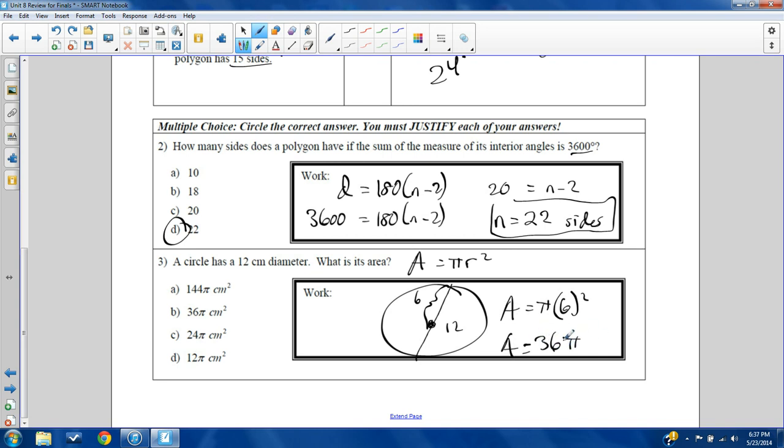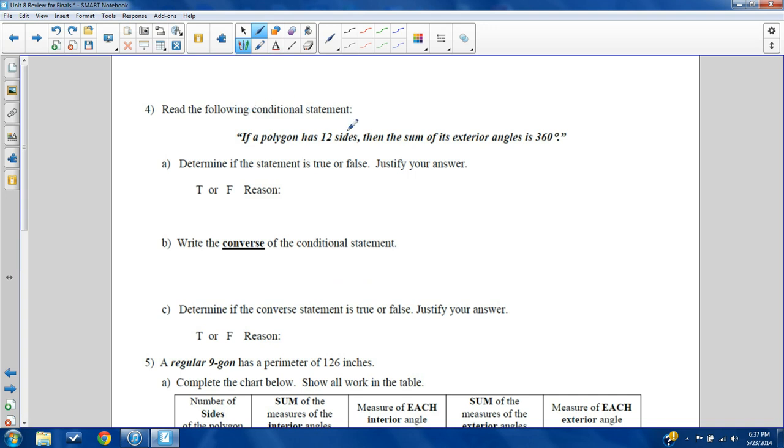You could use the calculator and approximate that, but look, this is multiple choice. You want to find the one that matches with it. That's going to be B.